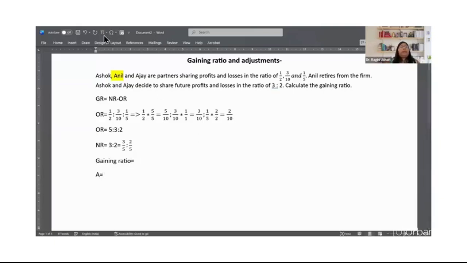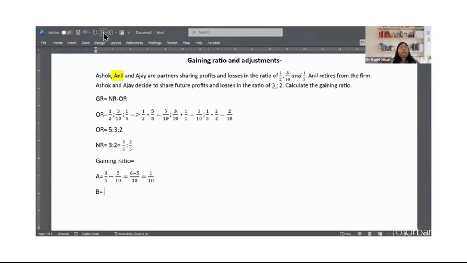So for A, the gaining ratio will be new ratio, that is 3 upon 5, minus old ratio, which is 5 upon 10. Now the denominator 10 should be the LCM. 5 2s are 10, 2 3s are 6, minus 10 1s are 10, 1 5s are 5. So this is my gaining ratio in case of A.